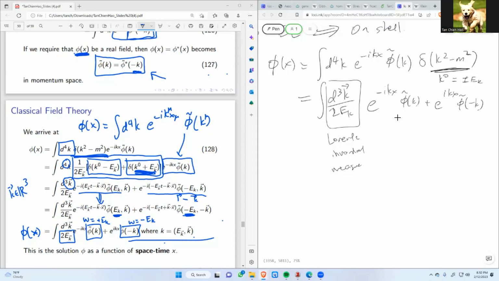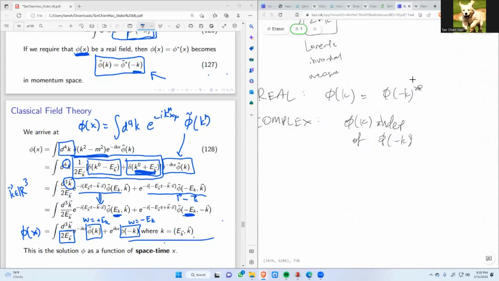And then the last part we talked about: if we want a real field, then phi of k must equal phi of minus k complex conjugate. If we allow the field to be complex, then phi of k and phi of minus k are independent. And this roughly corresponds to having antiparticles in the theory. Complex fields will turn out to be related to antiparticles.